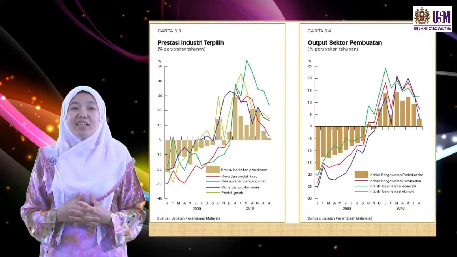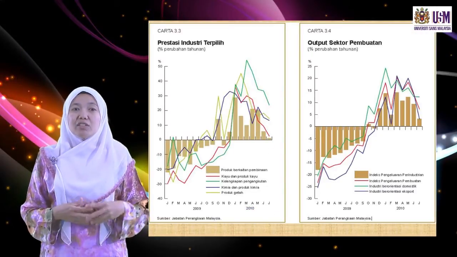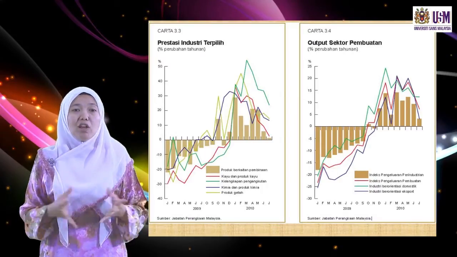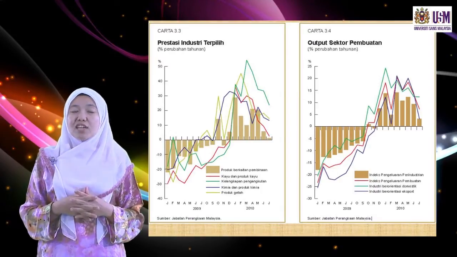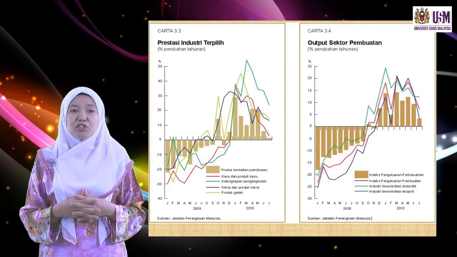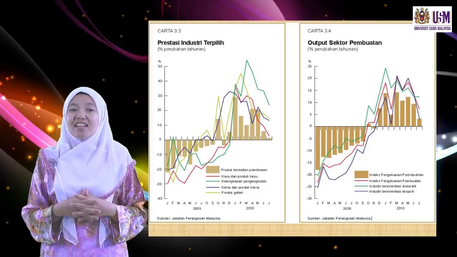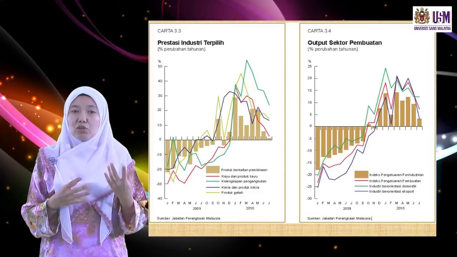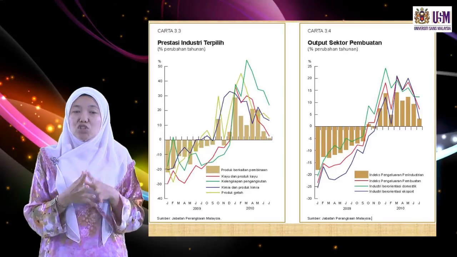Okay, let's look at another example of a time series. Just now, you already looked at the performance of the manufacturing sector as a whole. What you see on screen now is still the manufacturing sector, but this time we're looking at the selected industries. We are still looking at the growth rate, or the annual percentage change.